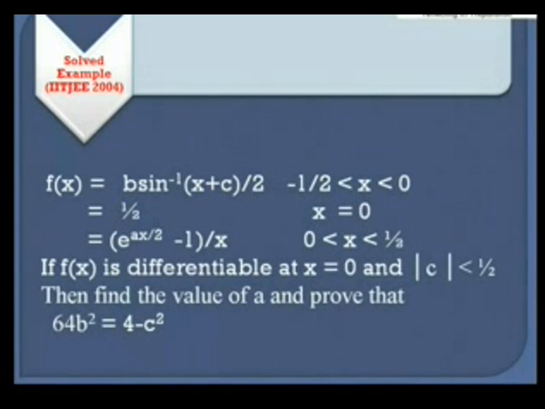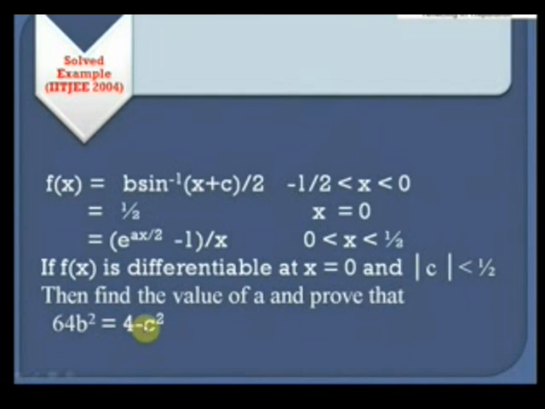It appeared in 2004 and it says that f(x) is equal to b times sin inverse of (x + c)/2, x lies between -1/2 to 0. f(x) is equal to 1/2 when x is equal to 0, and f(x) is equal to (e^(ax/2) - 1)/x when x lies between 0 and 1/2. Now if f(x) is differentiable at the point x = 0 and the modulus of c is less than 1/2, then find the value of a and prove that 64b² = 4 - c².